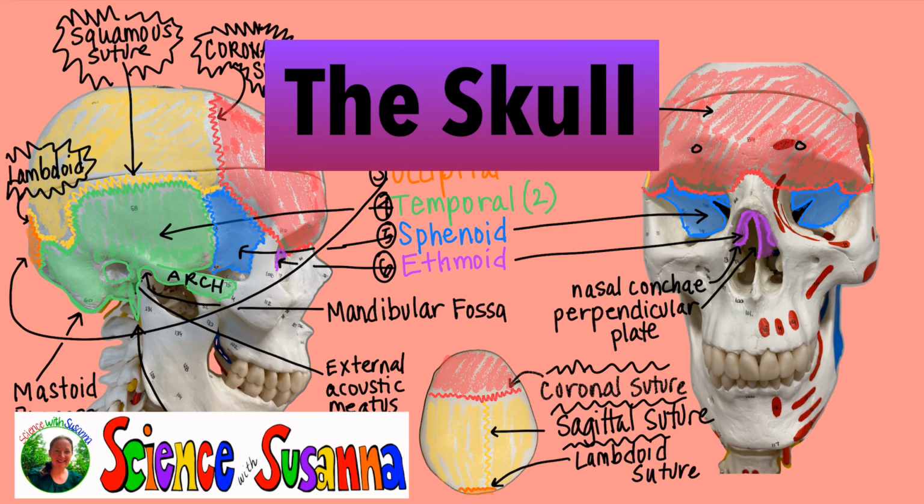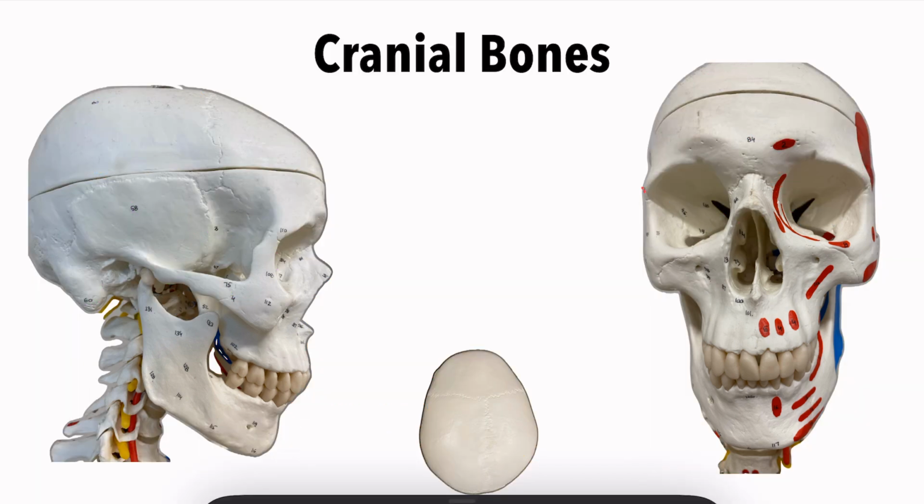I am going to talk to you about every bone of the skull, the cranial bones and the facial bones, and all of the significant markings that your teachers will ask you on your anatomy test. Let's get going. First, we're going to look at the cranial bones, and I'm going to start with the frontal bone.